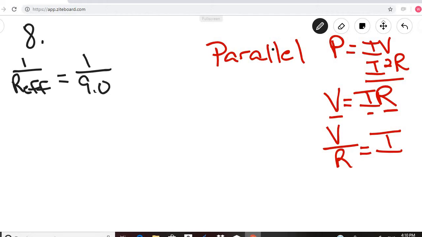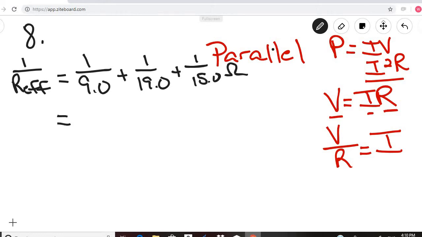9.0 plus 1 over 19.0 plus 1 over 15.0. And all this is in ohms. So the 1 over 9.0 is 0.11. The next one is 0.0526 because we need three significant figures. And the last one, again, with three significant figures will be 0.0667.